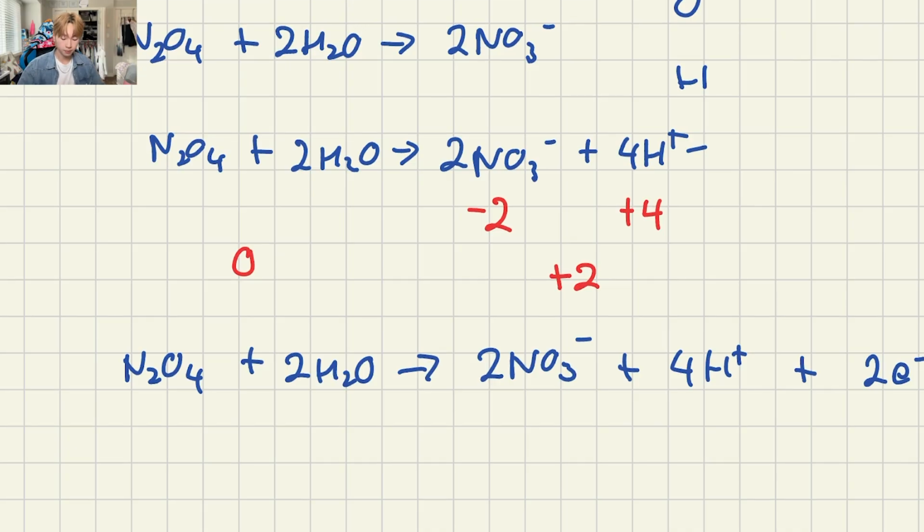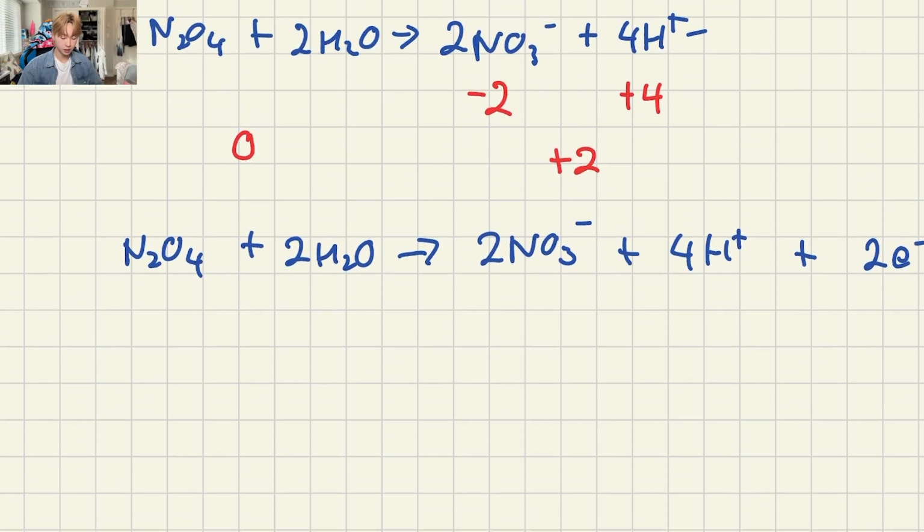And now we're done. We can check to make sure both sides are balanced by adding up the total number of each species and then also the charges. And that's in an acidic solution.